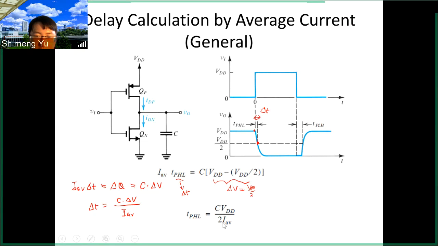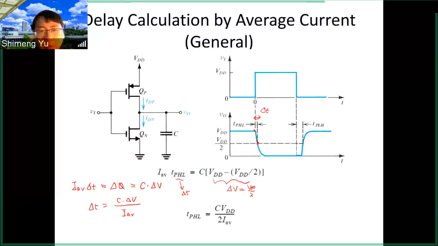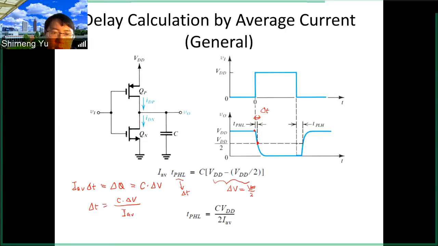Then the question is how to get this I average. First of all, where is this I average from? From the NMOS or from the PMOS in this case? This is the output high to low transition. If you recall the previous lecture, we talked about the NMOS's role being to pull down the output. NMOS is to pull down from high to low. So the NMOS is working.